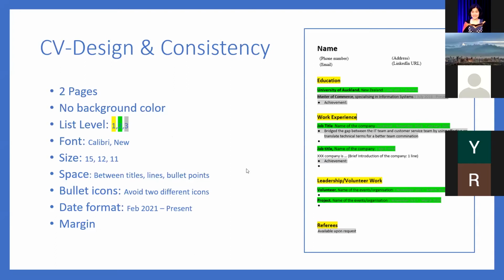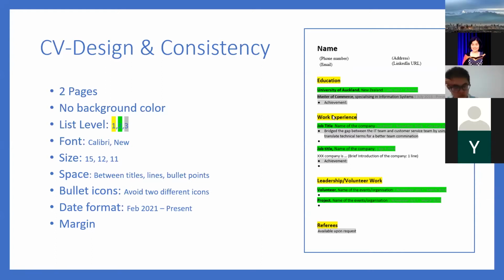Next, space between titles, space between lines, and space between the bullet points. Between different sections, for example, work experience and the first section, education, you probably have a bit more spacing between these 2 sections. And for the bullet points within one section, you can probably have a bit smaller spacing, so it looks nicer. You can easily tell this is one section and that is another section.